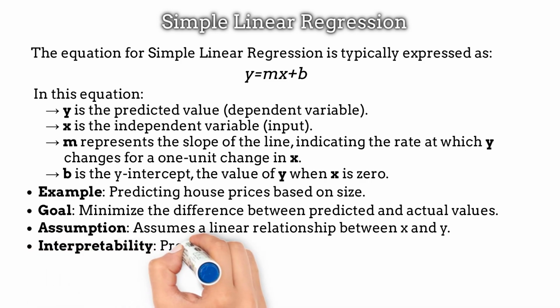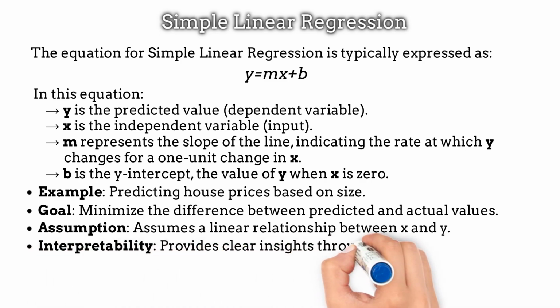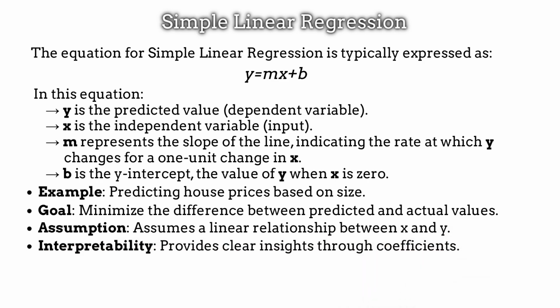One of the advantages of simple linear regression is its interpretability. The coefficients, slope and intercept, provide clear insights into how changes in the independent variable affect the dependent variable. For instance, if the slope m is positive, it indicates that as the size of the house increases, the price tends to increase as well.